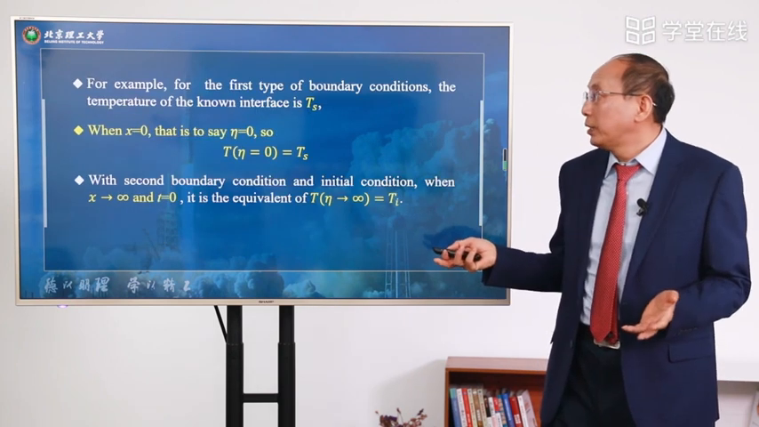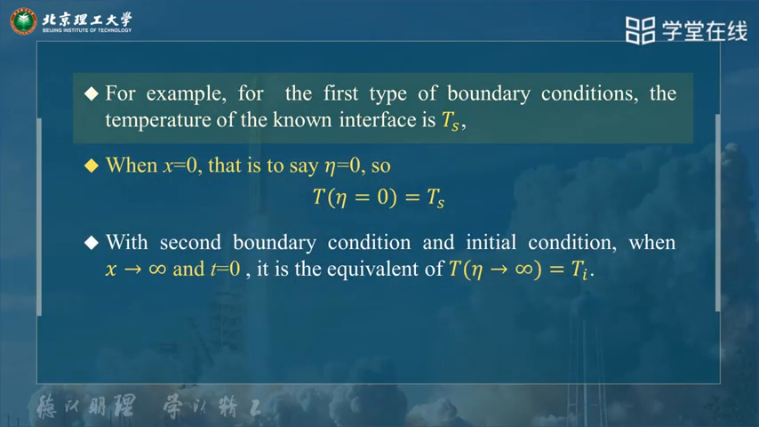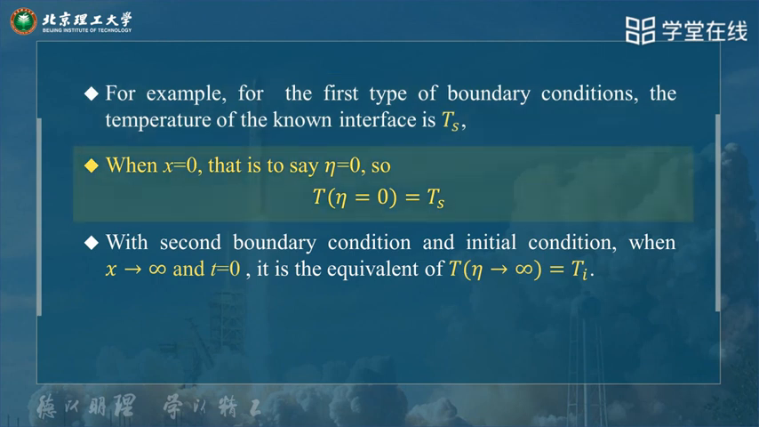Okay, here we give an example. For the first type of boundary condition, the temperature of the interface is known to be Ts. So the boundary condition is the interface temperature. When x is 0, eta equals 0, so T when eta equals 0 equals Ts. With the second boundary condition and initial condition, when x is infinity, or t equals 0, it is equivalent to T at eta to infinity equals Ti. So here is another boundary condition.